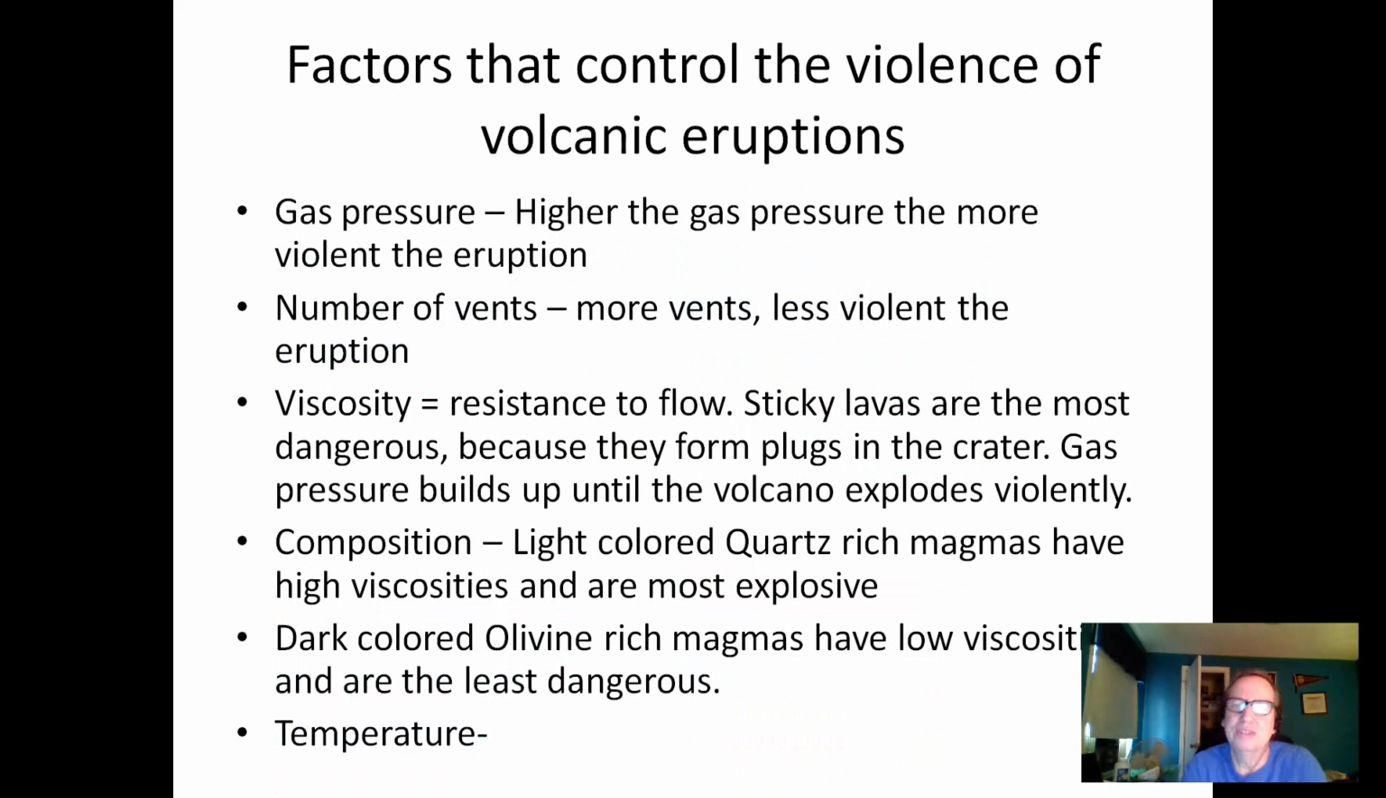So why is it that some volcanoes are really violent and some of them are very gentle? Well, that's a good question. And there's a variety of factors, I think, that controls the violence with which a volcano will erupt. The first is gas pressure. So think of a volcano like a can of soda. You pull the top and you get this rapid escape of carbon dioxide gas. Same thing happens inside a volcano. It's actually a release of this pressure that causes the eruption. Higher the gas pressure, the more violent the eruption.